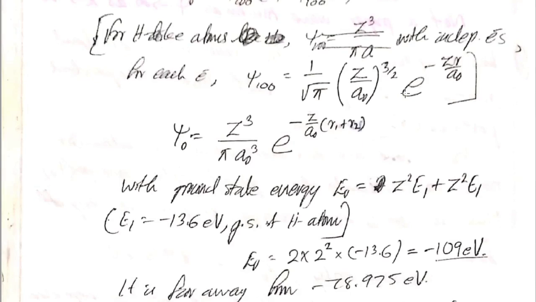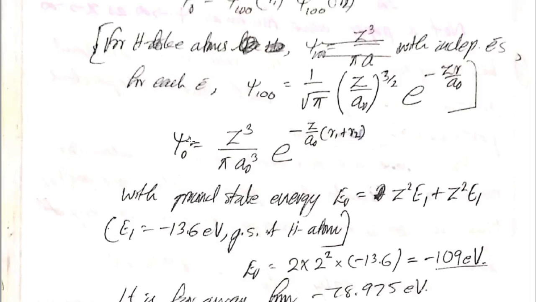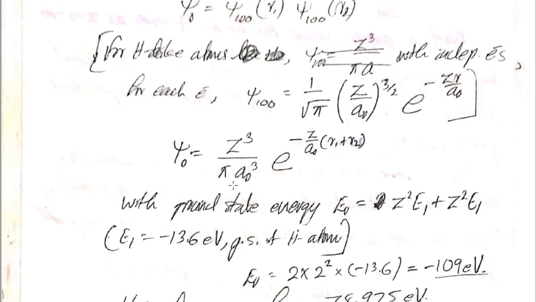Now, in the first step, we are going to calculate the ground state energy of the helium atom if we ignore the electron-electron interaction completely. In that case, psi 0 becomes psi 100 into psi 100. So this becomes 1 by pi, and this becomes Z cube by a0 cube into e raised to minus Z by a0 into (r1 plus r2).